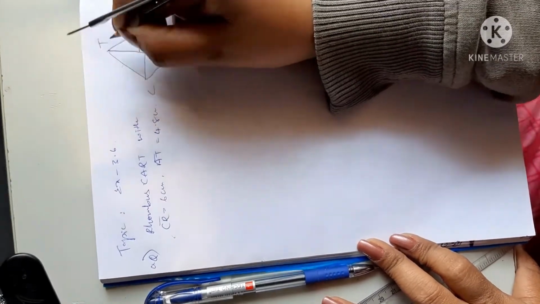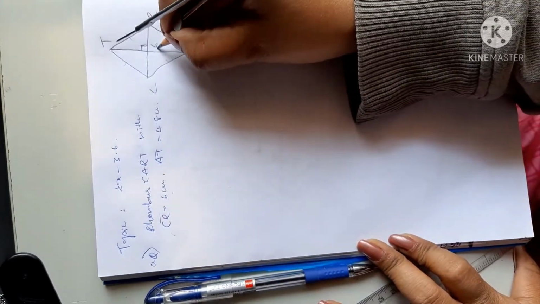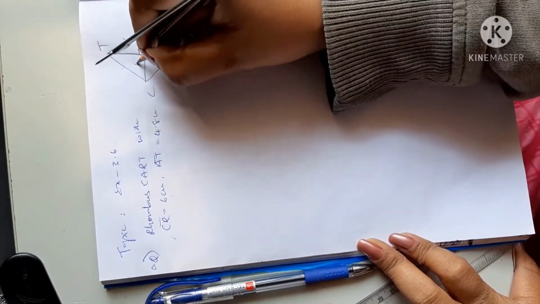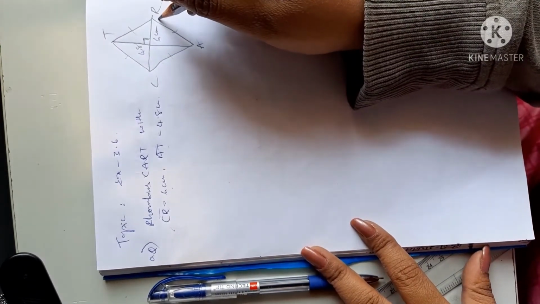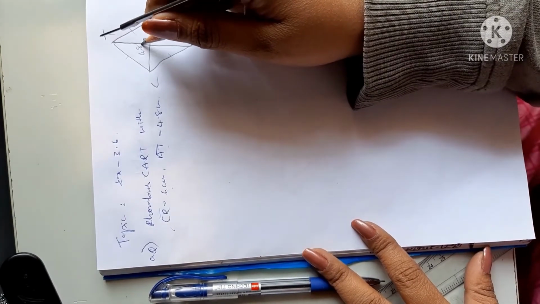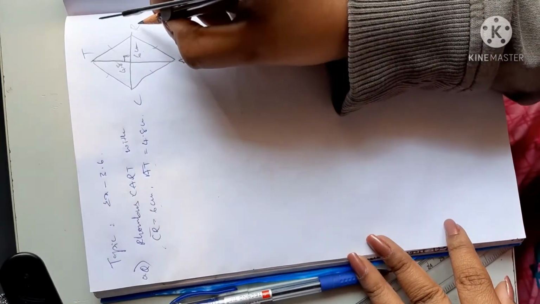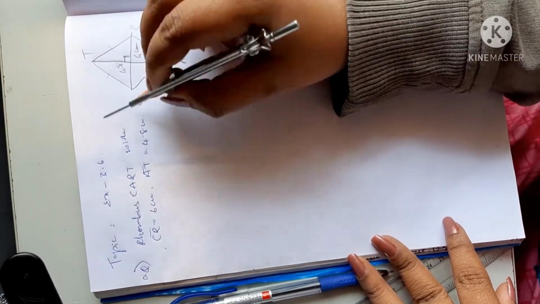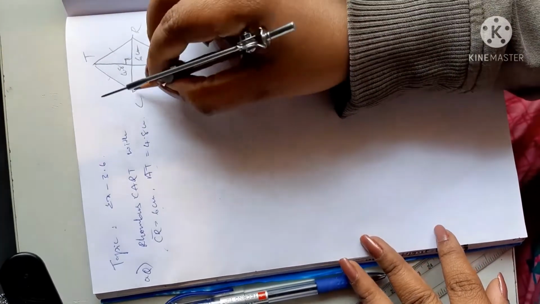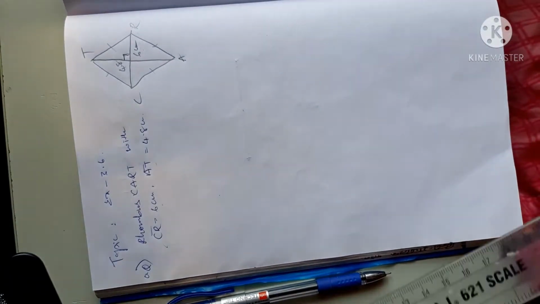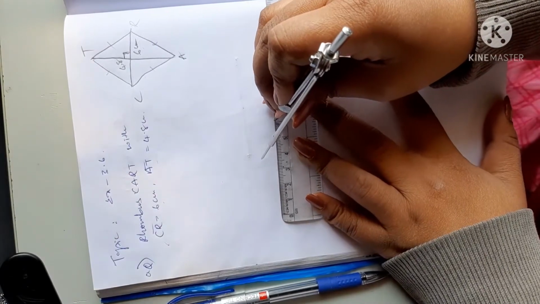Now CART: CR is equal to 6 centimeters and AT is 4.8 centimeters. Don't think it looks smaller, but we have written 6 centimeters and 4.8 centimeters here. It is a rough diagram; I didn't measure with a ruler. So we can write whatever measurements are given. Now we need to take CR first as the first diagonal. Draw a line segment of 6 centimeters.